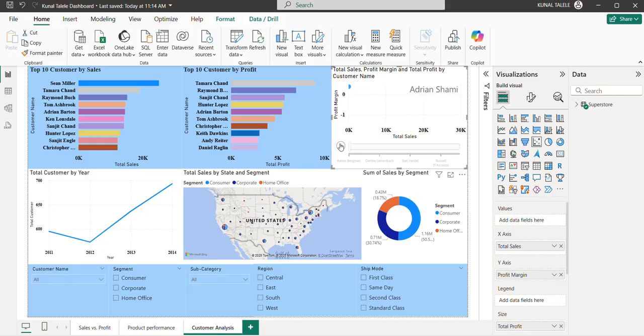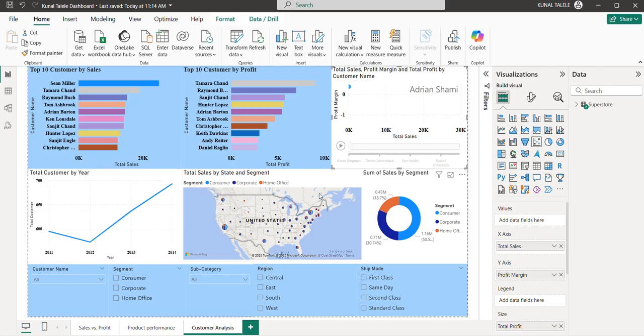Now, moving on to the next visualization, we have a line chart showing customer growth by year. We see a dip in customers in 2012, followed by a steady rise in 2013 and 2014. This indicates overall improvement in customer acquisition and retention over time. This visual provides a long-term view of customer engagement.